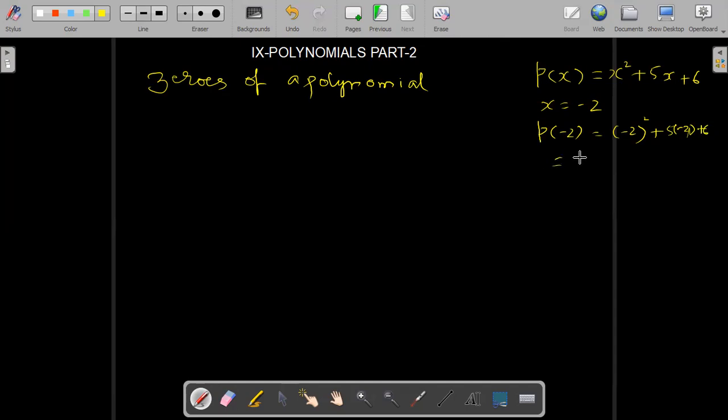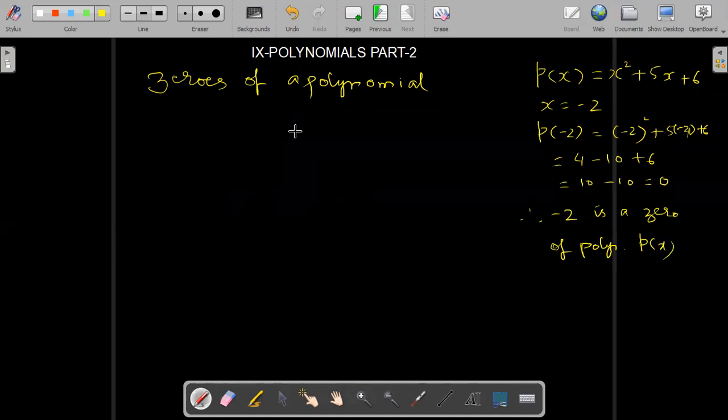So this will become minus 2 square is 4, minus 5 times 2 is minus 10, plus 6. 6 plus 4 is 10, 10 minus 10 is 0. So we are getting the answer 0. When we are getting the answer 0, then we can say minus 2 is a zero of the polynomial p(x). So the value which will satisfy the polynomial is called the zero.